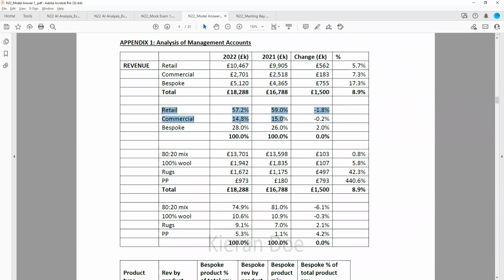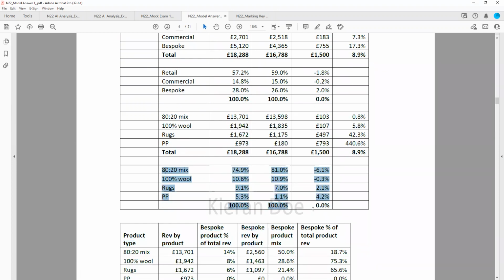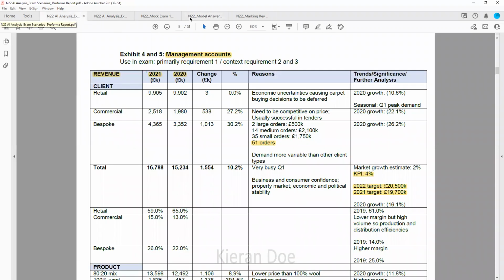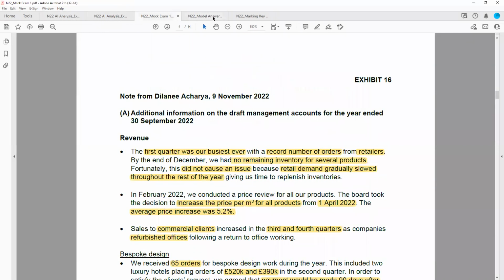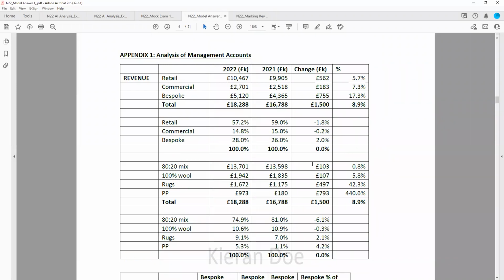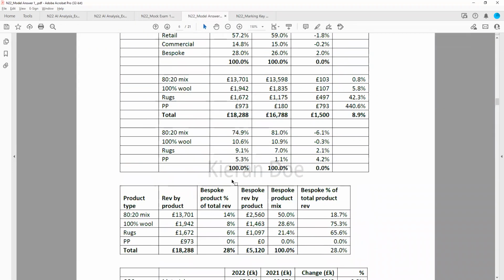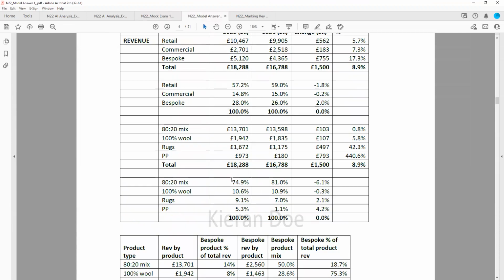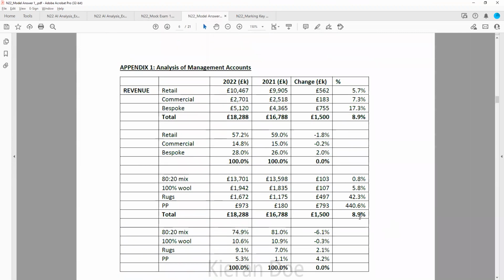So you'd have the by client type, the change, mix by client type, product type, the change, and mix by product type, just as we had in the AI. So just lay that out in the same way, nice, neat appendix. And then you could do the further analysis as well on bespoke, or you might decide to do that when you get onto bespoke.